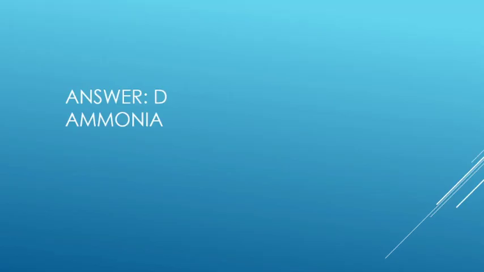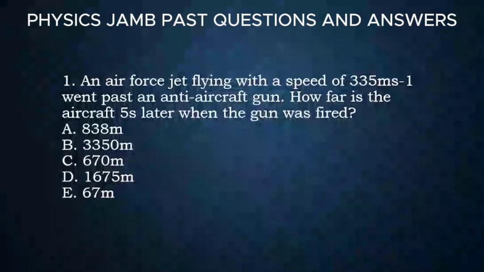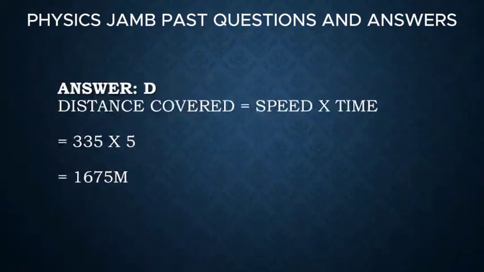The answer is ammonia. So these are JAMB questions. The first question here, and the JAMB questions are on physics. An Air Force jet flying with a speed of 335 meters per second went past an anti-aircraft gun. How far is the aircraft 5 seconds later when the gun was fired? So the answer to that question is D.